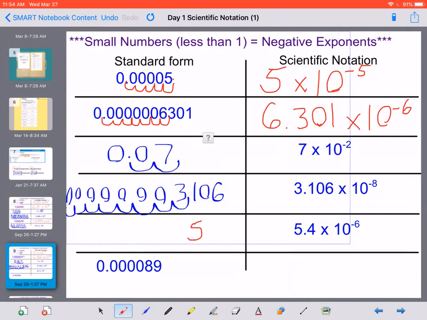Here, 5.4. This time we're moving it 6 spaces. 1, 2, 3, 4, 5, 6. 0, 0, 0, 0, and 0.